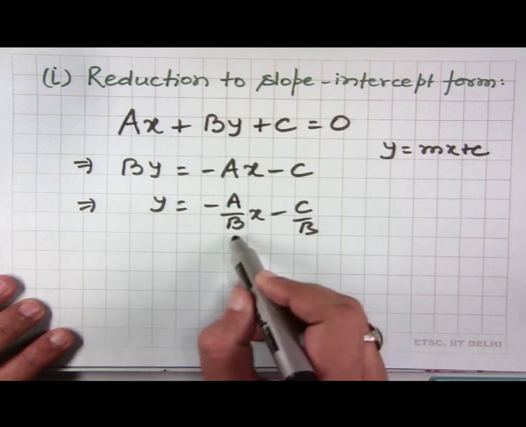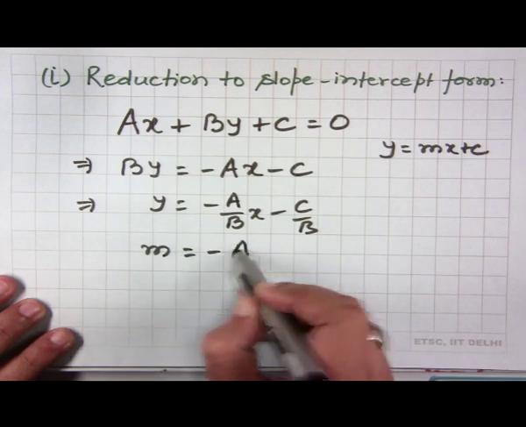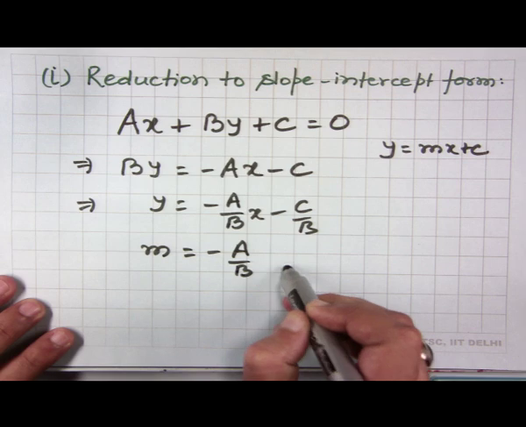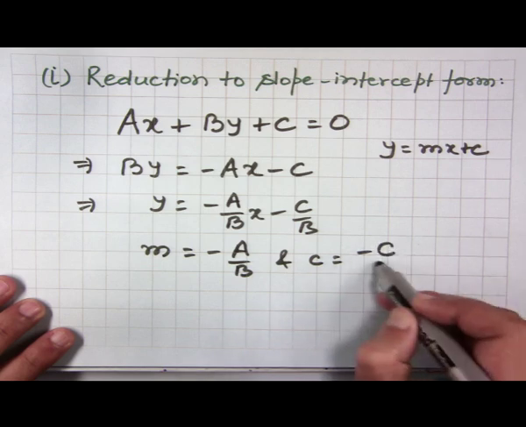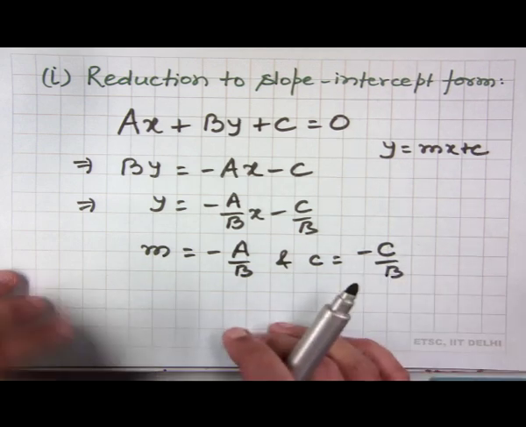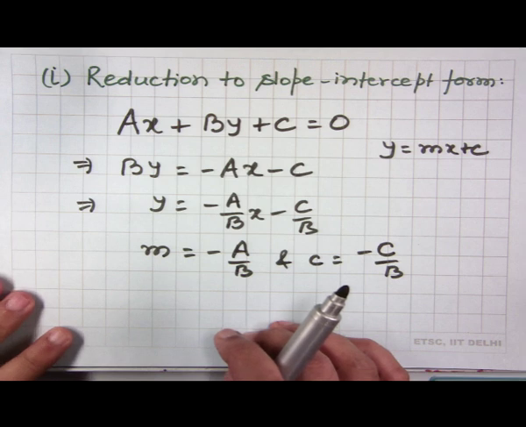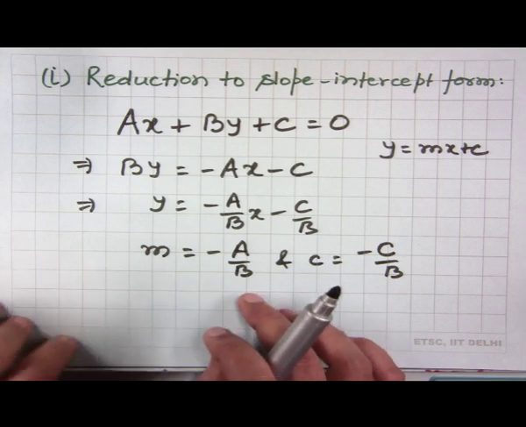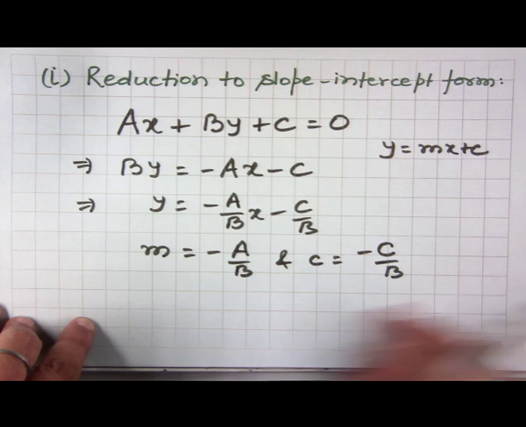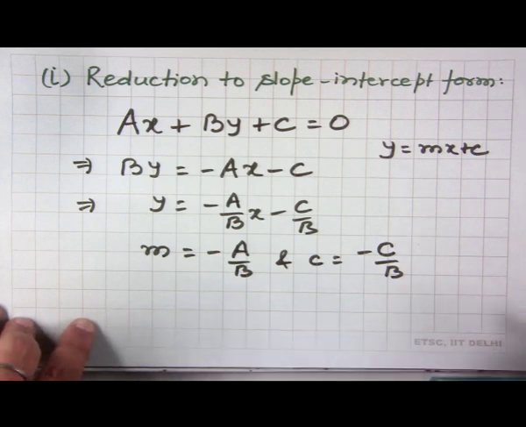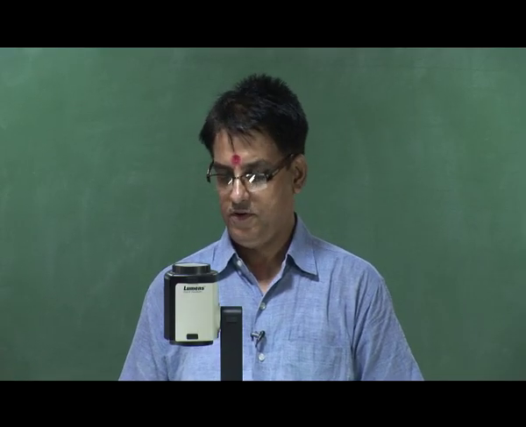Now we compare this equation with y is equal to mx plus c. So here m is equal to minus a by b and c is equal to minus c by b. It means this line ax plus by plus c has slope minus a by b and intersects the y-axis at minus c by b. So in this way we can reduce any general equation to y is equal to mx plus c form.